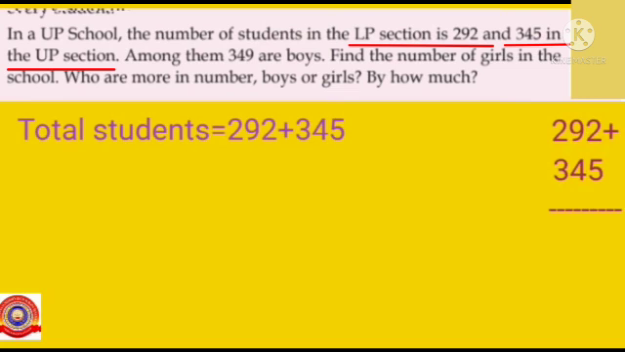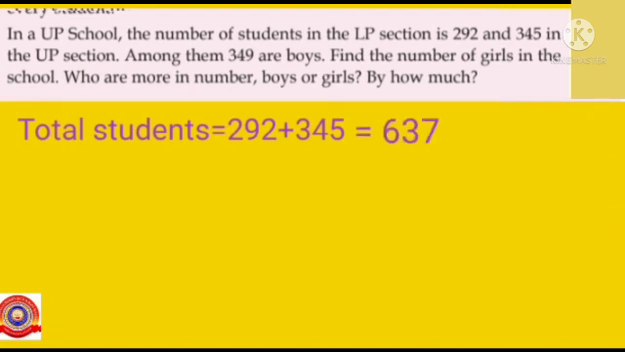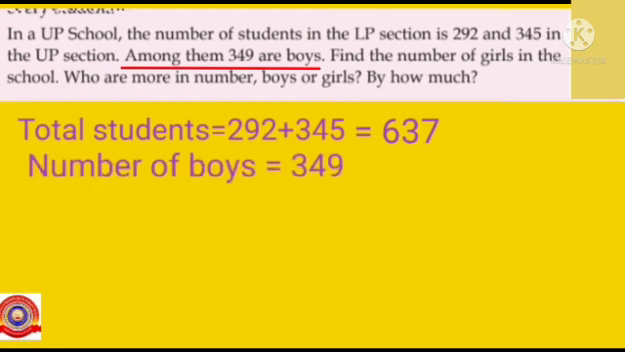345. 5 plus 2, 7. 9 plus 4, 13. Write 3 here, 1 carry over. 3 plus 2, 5, 5 plus 1, 6. So total number of students equals 637. You know, among them 349 are boys. So number of boys equals 349.